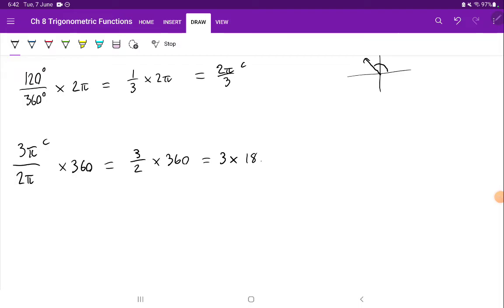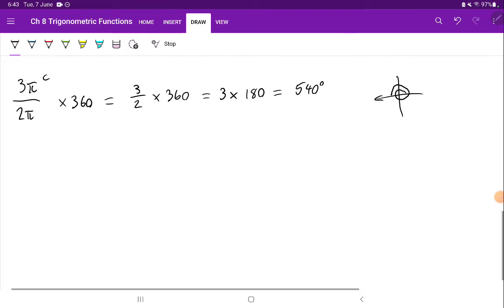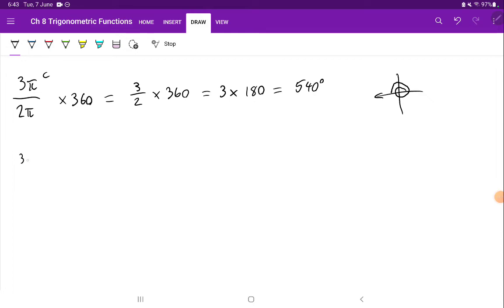And that gives me this. And then 3 times 180. Well, 2 times would be 360 plus another 180 is going to be 540 degrees, which would be a full rotation and then a little bit more. So it'd be the same angle as 180, but with a full rotation as well. Alrighty, and let's look at one more. Let's do 3 pi on 4 radians.